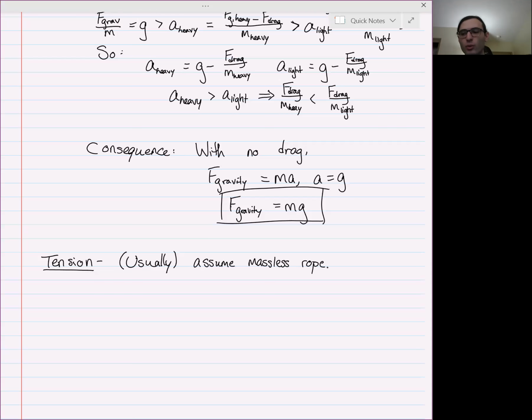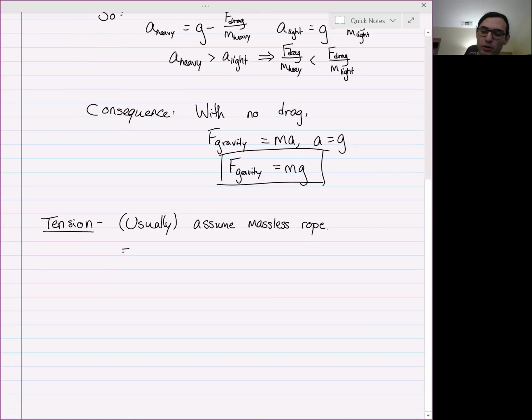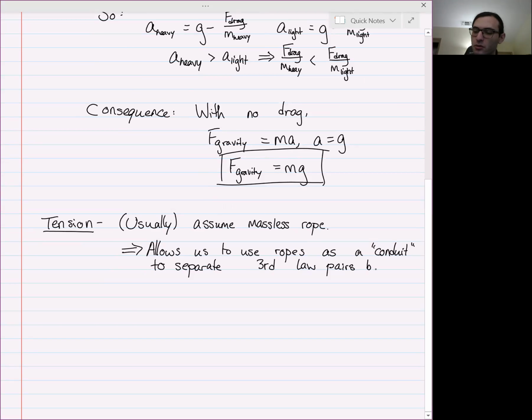Now, the reason why tension is useful to begin with from a mechanical perspective is it allows us to use rope. And when I say rope, that also includes chains and so on. It allows us to use ropes and string as a "conduit", in quotes here because it's not explicitly a conduit, to separate third law force pairs by a distance.